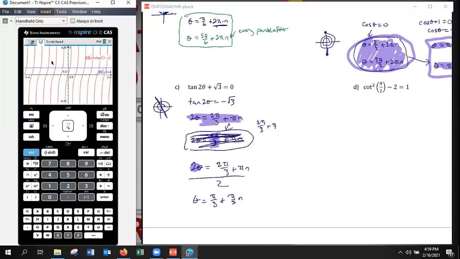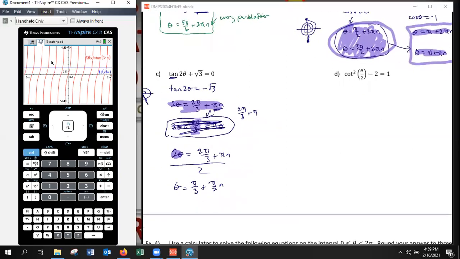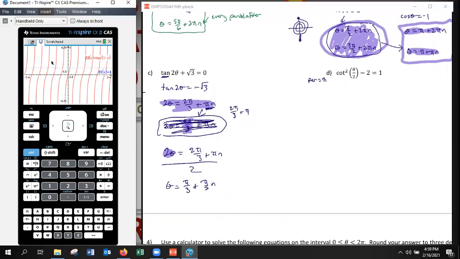Why are you just adding pi? Why are you adding 2 pi? For tangent, the period is pi, which is why I could say every period thereafter. Sine and cosine, the period is 2 pi. And secant and cosecant, the period is also 2 pi. So a lot of times we'll use plus 2 pi n for each one of those. For D, cotangent, I'm just going to warn you right now, cotangent's period is pi. So this one's going to be geometric, just like C was.